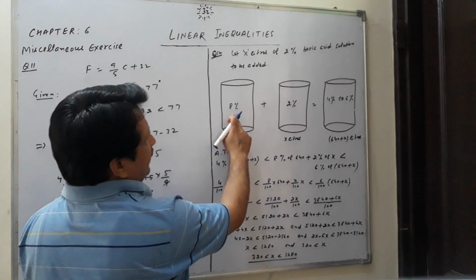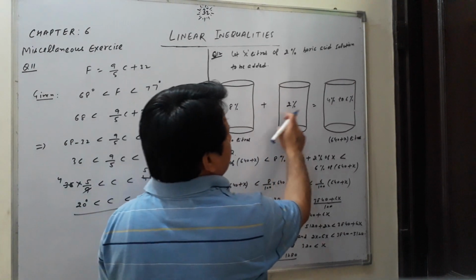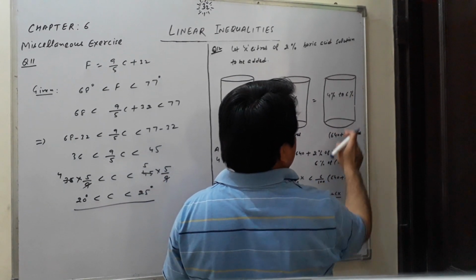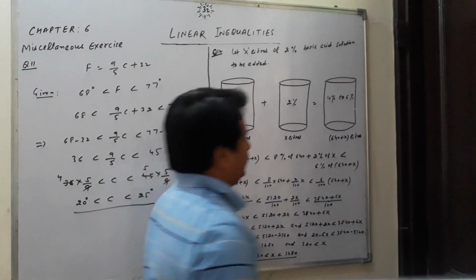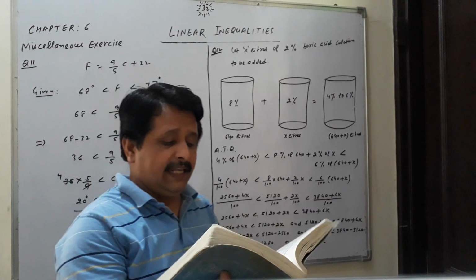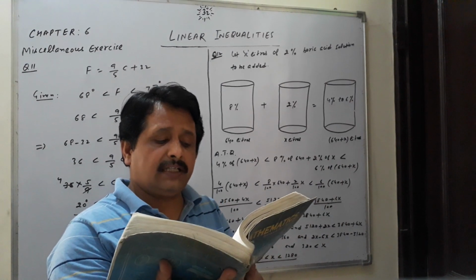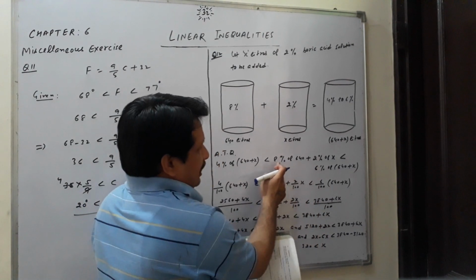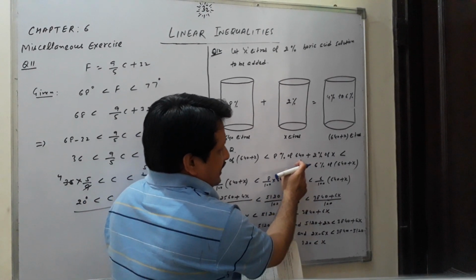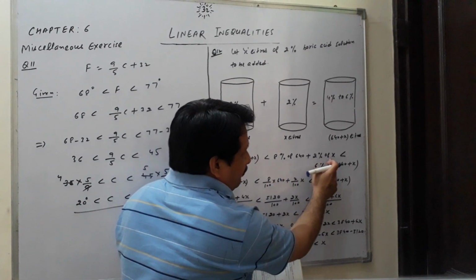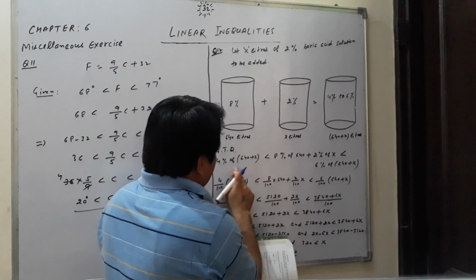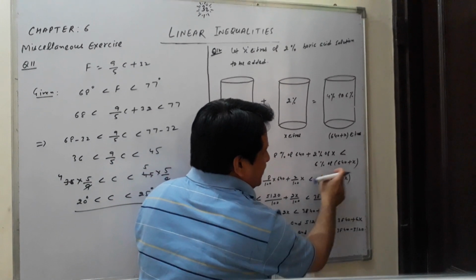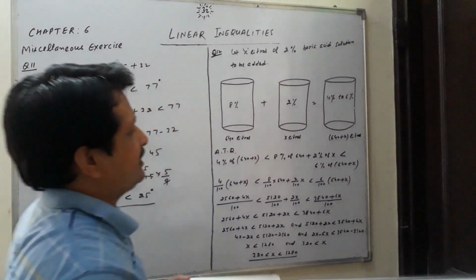Now what I have done here: 8% of 640 liters plus 2% of x liters, this is between 4% and 6% of (640 plus x) liters, students. Here you have to keep in mind that it is given that the resulting mixture is to be more than 4%. The resulting mixture is 8% of 640 plus 2% of x. It is more than 4% of (640 plus x) but less than 6% of (640 plus x).